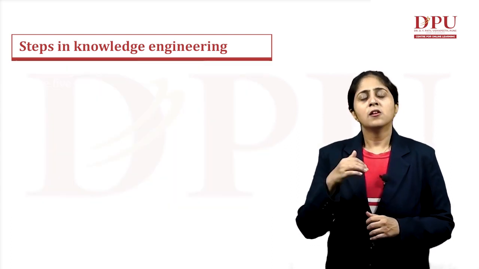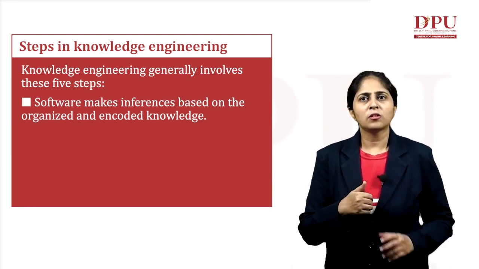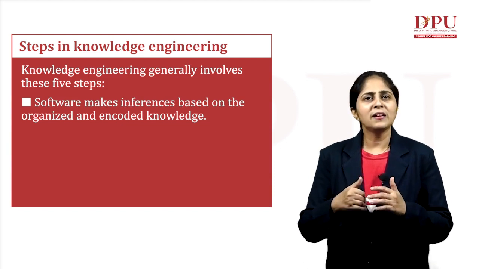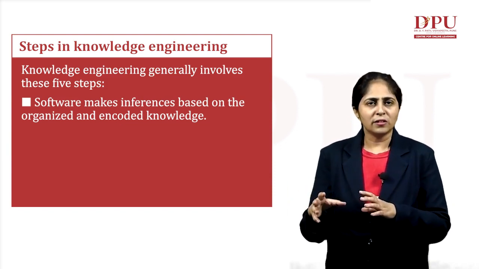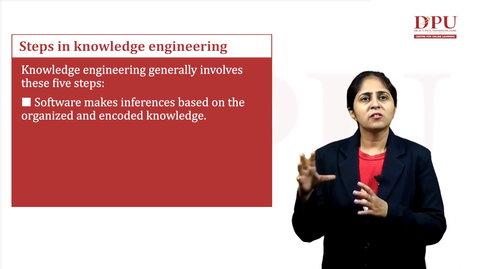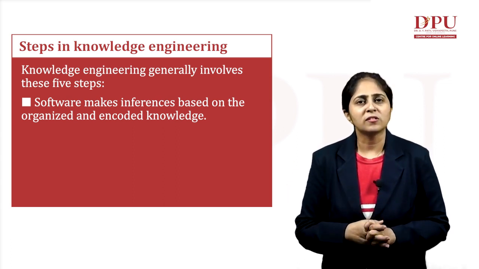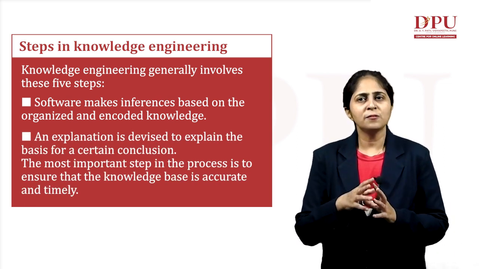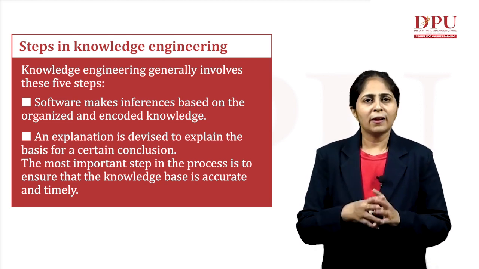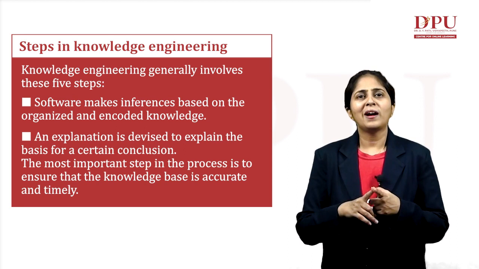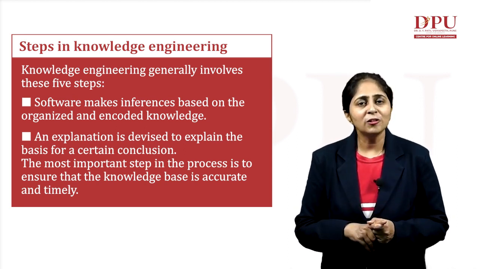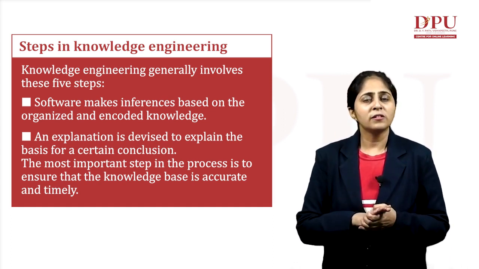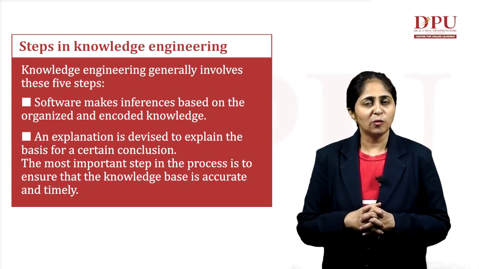Talking about the fourth one, software makes inferences based on the organized and encoded knowledge. Whatever knowledge it has gained, now it will make inferences based on this knowledge. It will make certain conclusions based on this knowledge. So this is going to be the fourth step. Fifth is an explanation that is devised to explain the basis for a certain conclusion. Now we have arrived at the conclusion, but we require the explanation for that conclusion, that how this conclusion was reached.